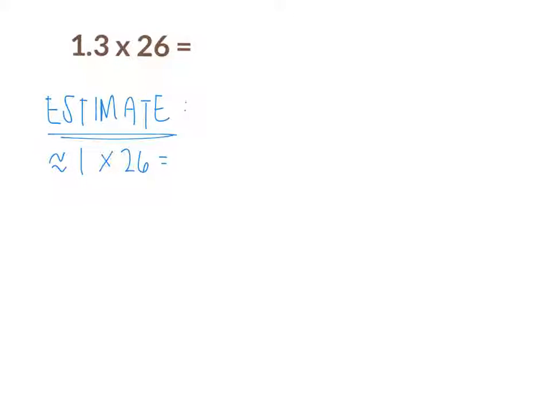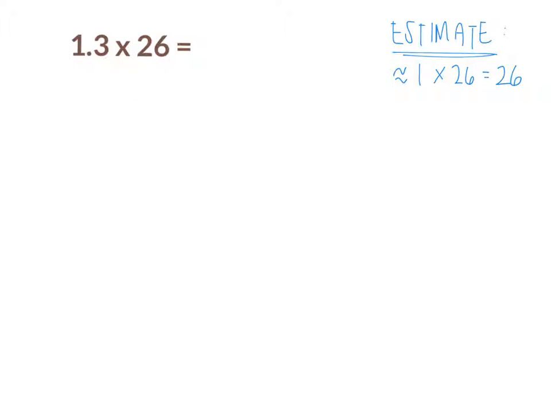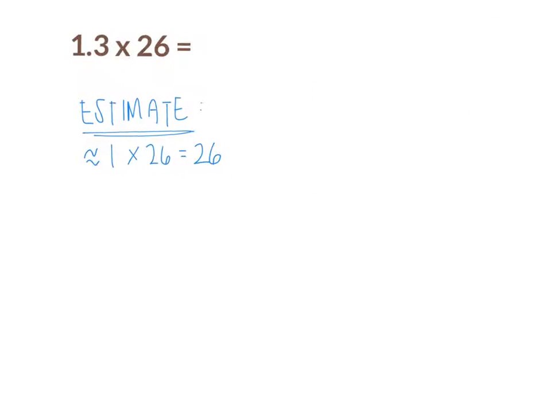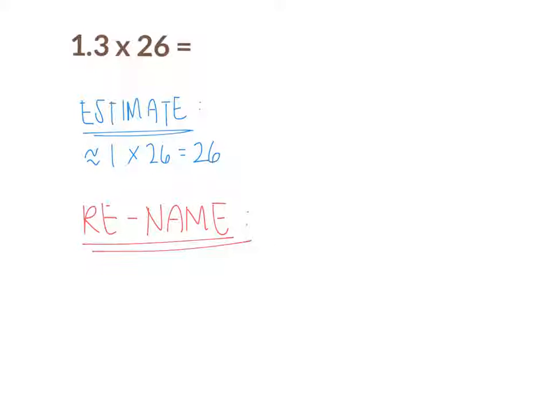So we know that our answer should be pretty close to what number? 26. Okay, let's store that information away in our heads. Now, if we were to rename the units, renaming the units helps us with what? Multiply. Okay, so if we were to rename the units, I want you to write this down so you know which one is what kind of strategy.